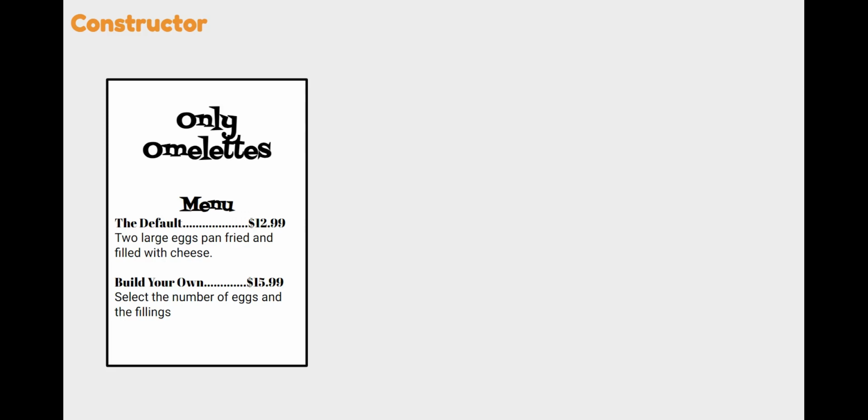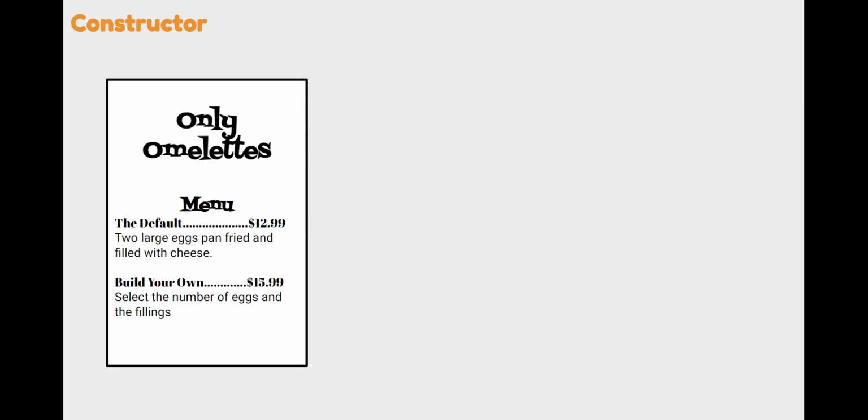Imagine for a moment that you are a short order cook at a restaurant that sells only omelets. On the menu are just two different menu options. You can get the default omelet, which is just 2 eggs and cheese, or you can build your own omelet in which you select the number of eggs and the fillings that you want to go inside that omelet.